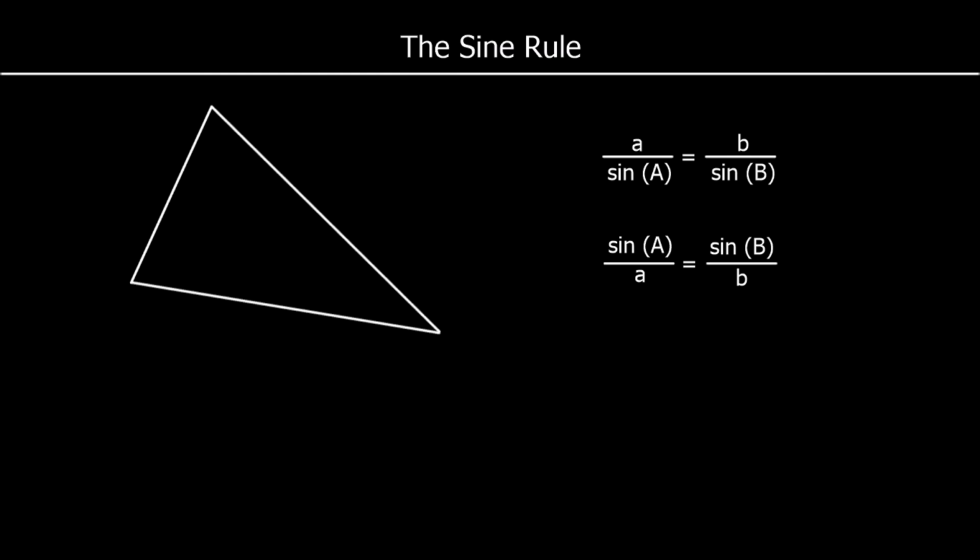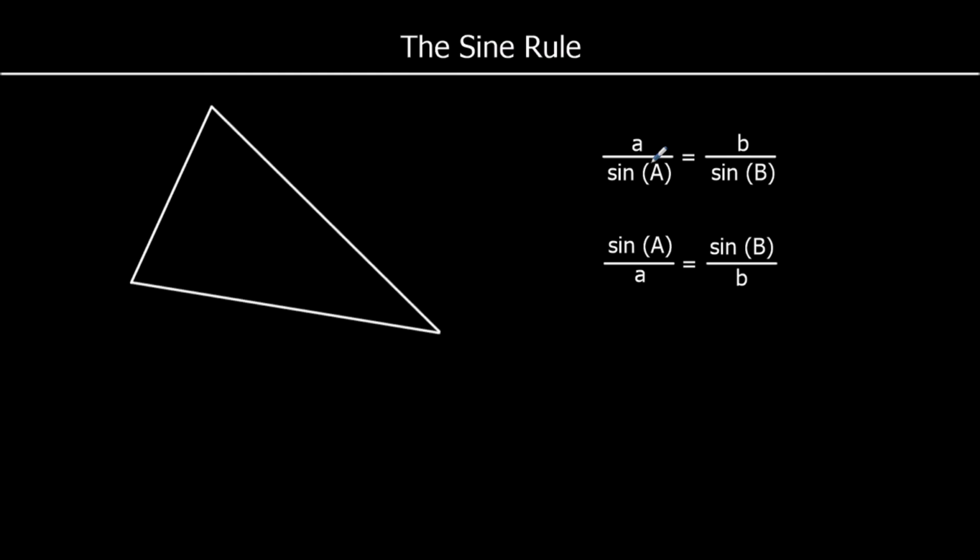We use the sine rule to find a missing length or a missing angle in a non-right angled triangle. So for right angled triangles, we have Pythagoras and SOHCAHTOA. But for non-right angled triangles, we can use the sine rule or the cosine rule. So here we've got the sine rule.